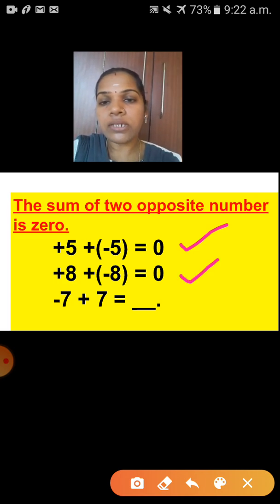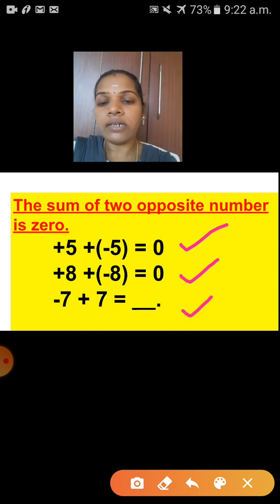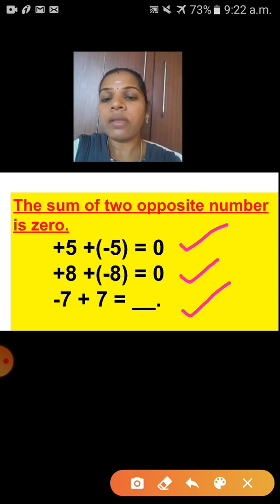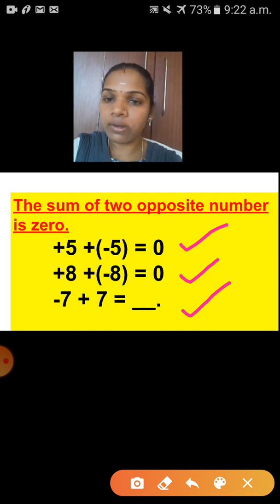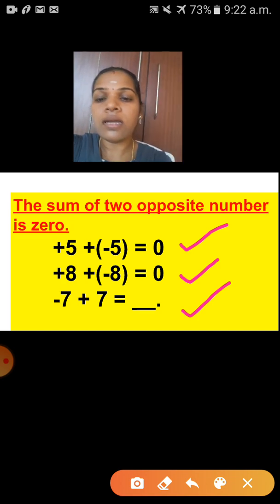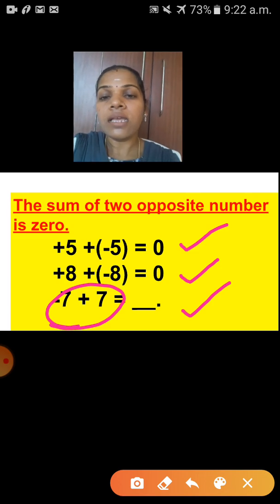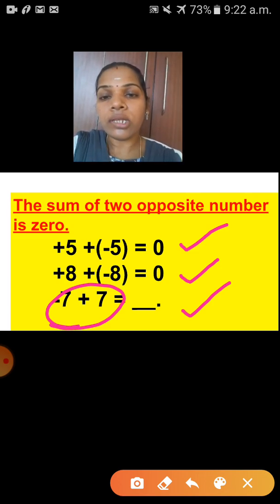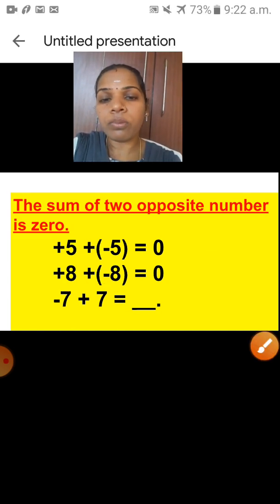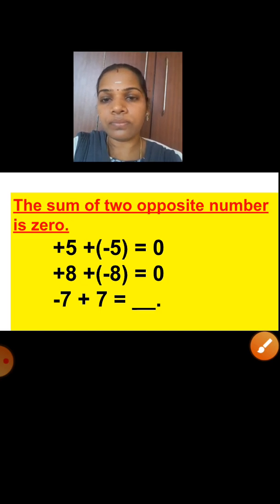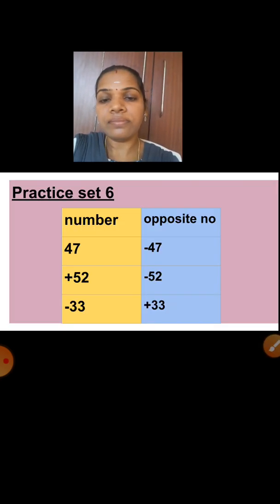Yes, positive 8, negative 8. If you are adding these two numbers, what is your answer? 0. Third one, I didn't hear the answer. Children, see here, minus 7, plus 7. Minus 7 means negative 7, and positive 7. These two numbers are opposite numbers. If you are adding these two numbers, what is your answer? What will come? Yes, 0. So see here, children, the sum of two opposite numbers is 0. Okay, can I go to next?